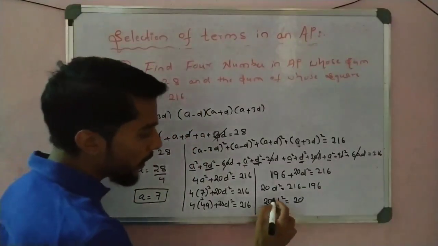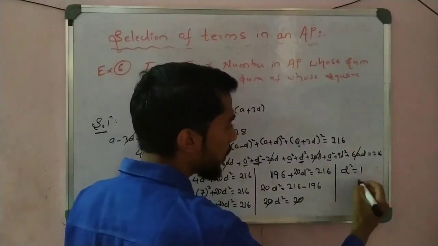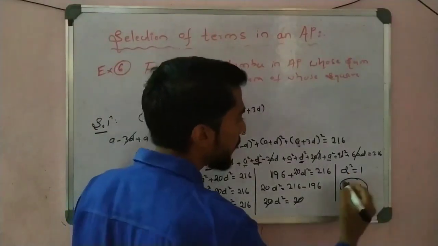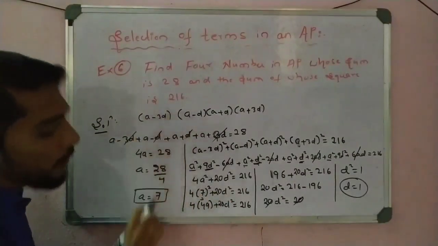So 20 cancels, and I get d square is equal to 1, so d is equal to 1. Clear? So that is how we get the values of a and d. Now put them here, and we get the solution.